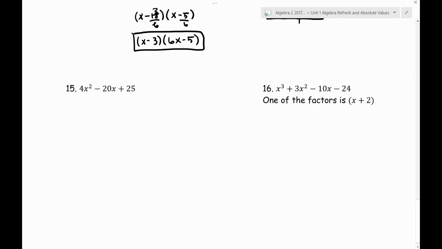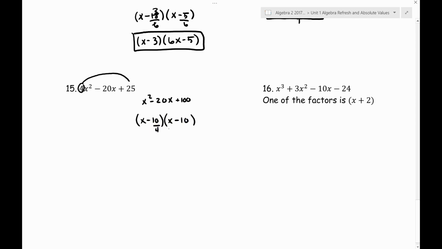Let's see, can I take out anything out here? No, I cannot. Okay, so let's try slip and slide. 4 times 25 is 100. So I have x squared minus 20x plus 100. So let's see how it's going to factor. I want to do x times x will give me x squared. 100 I can do negative 10 and negative 10.